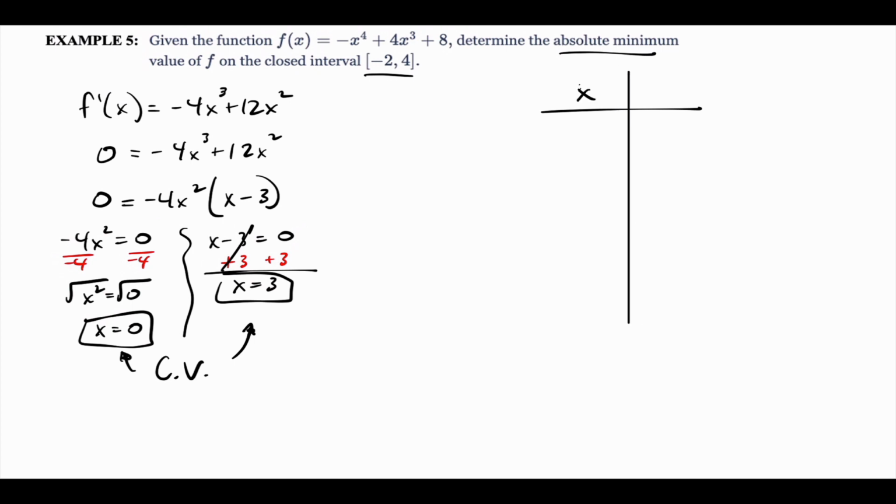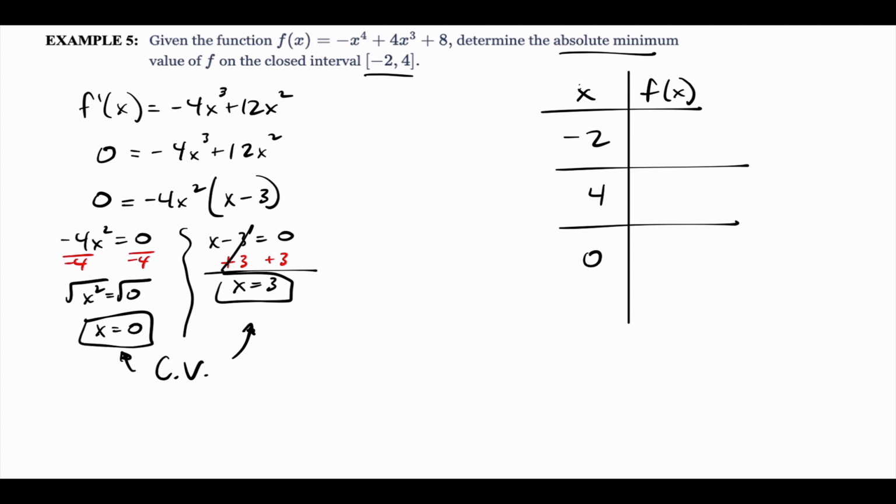Set up my table. First thing you're going to check is the start of the interval, which was -2. End of the interval, which was +4. Any critical values inside the interval. Are 0 and 3 inside of the interval? Yes. So we're going to check both.